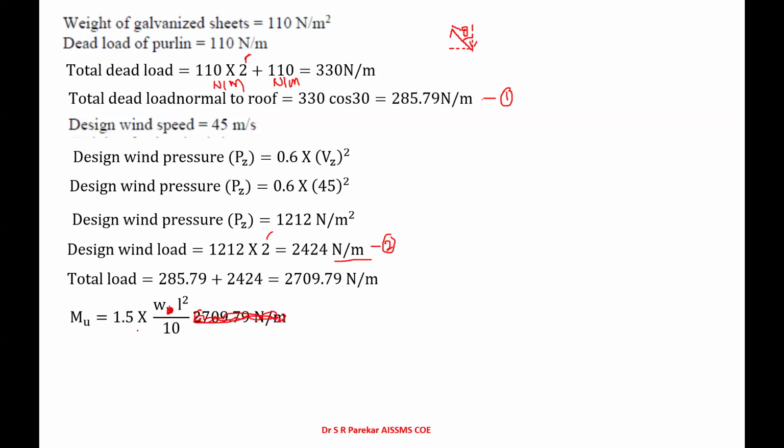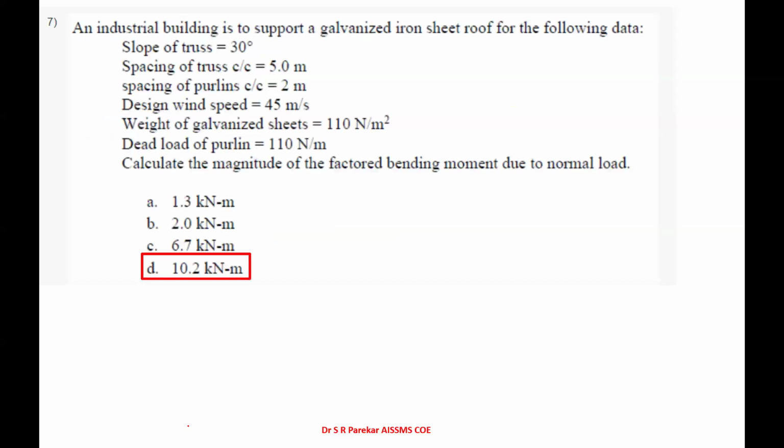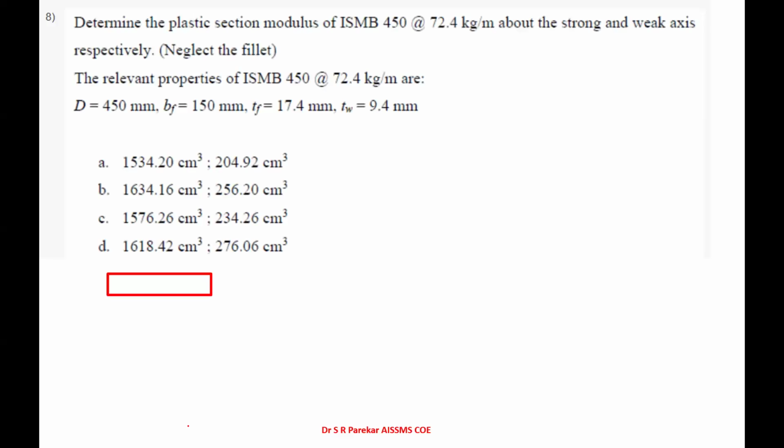So we have this as 1.5 WL square by 10. Then we substitute the value of L, that is the spacing of truss, which is given, or the span of purlin, 5 meter. From this we get the value of Mu as 10.16 into 10 raised to 6 Newton millimeters. So it will be 10.16 kilonewton meter, which goes to 10.2 kilonewton meter. The option is D.